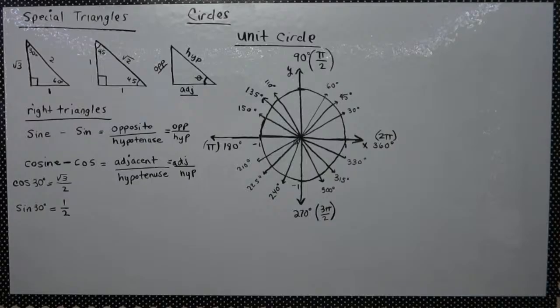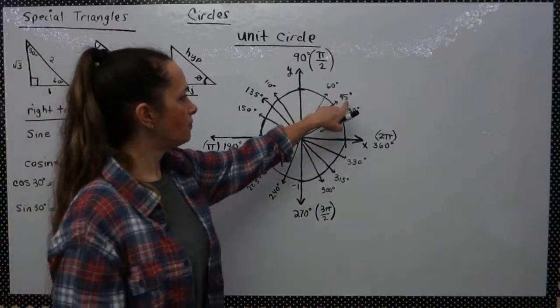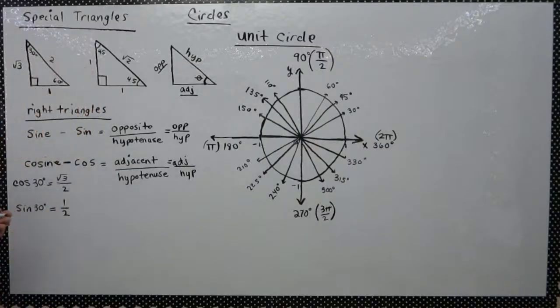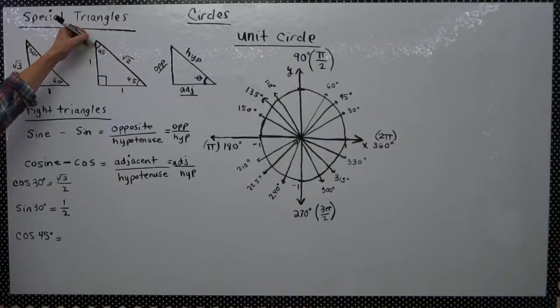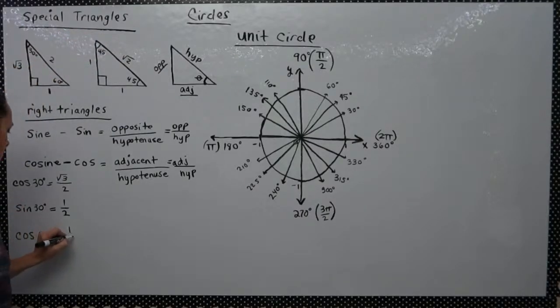So we found sine and cosine for 30 degrees. We need to go ahead and find the sine and the cosine for 45. So we'll do that. Maybe I'll have room here. So we'll do cosine of 45 degrees. And we'll go over here to 45 degrees. The cosine is adjacent over hypotenuse. So it's going to be 1 over radical 2.